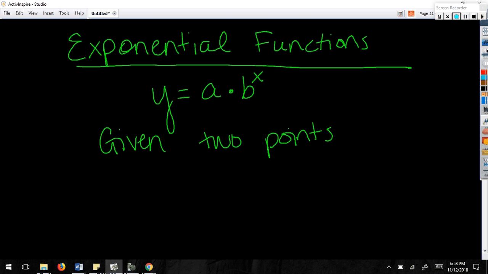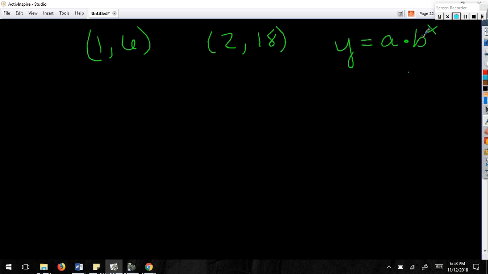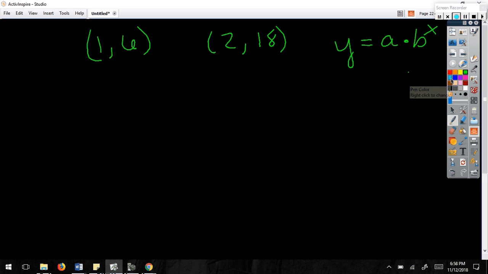So let's look at an example. Let's say I have the points (1, 6) and (2, 18). And I want to write the equation of an exponential function of this form, okay? I'm sure you can probably guess what we're going to do, and if not, I'm going to show you and we'll work together, and then I'll give you one to try.